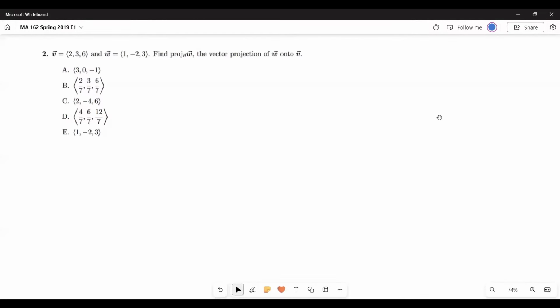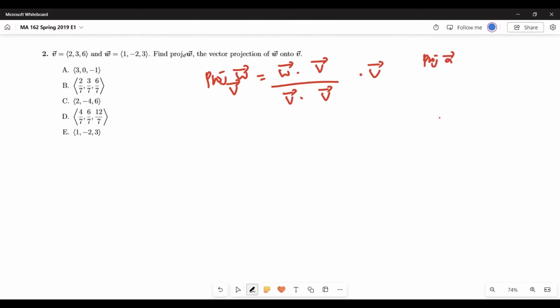Okay, so this question asks to find the projection of W onto B. When you want to find the projection of something onto B, what you do is W dot B over B dot B, times B. So basically when you have a projection of A onto B, you do A dot B over B dot B, times B. Same logic: you do W dot B over B dot B, times B.